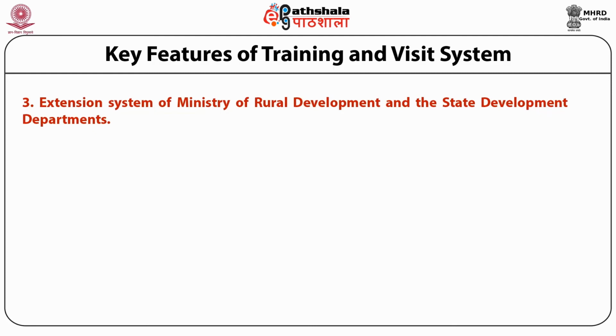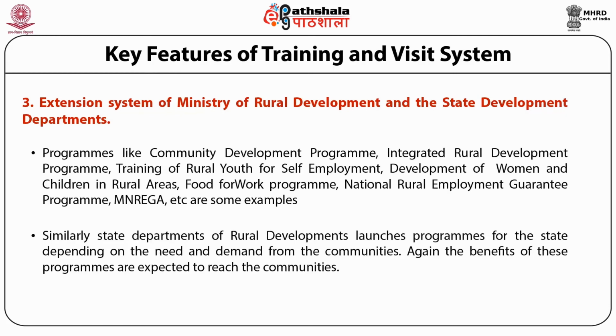It is this particular ministry which implemented programs like the Community Development Program, Integrated Rural Development Program, Training of Rural Youth for Self-Employment Program, Development of Women and Children in Rural Areas Program, Food for Work Program, Indira Awas Yojana, National Rural Employment Guarantee Program, and the latest, that is the Mahatma Gandhi National Rural Employment Guarantee Act. These are some of the examples that the ministry is planning and implementing.